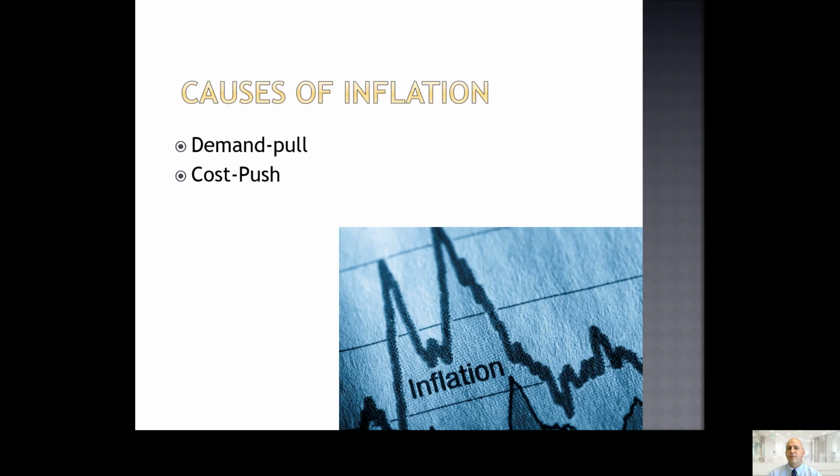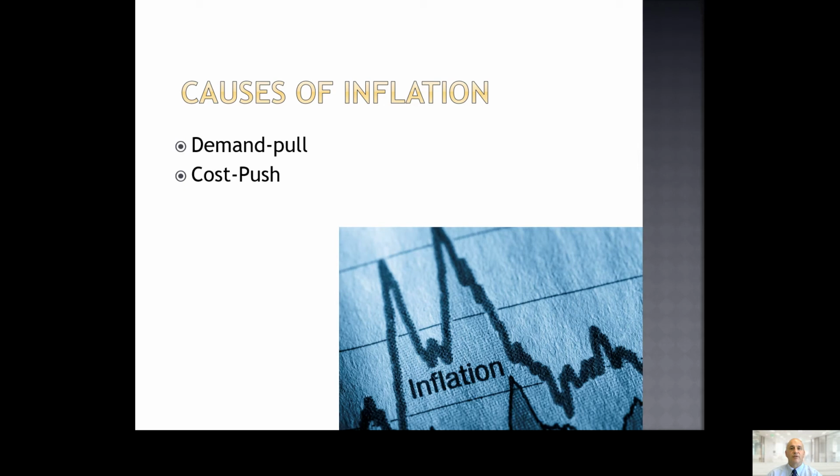There's essentially two main causes of inflation. One is called demand pull. So you'll explore what causes this type of inflation, which essentially means that too much money is chasing too few goods. There's also cost push inflation.